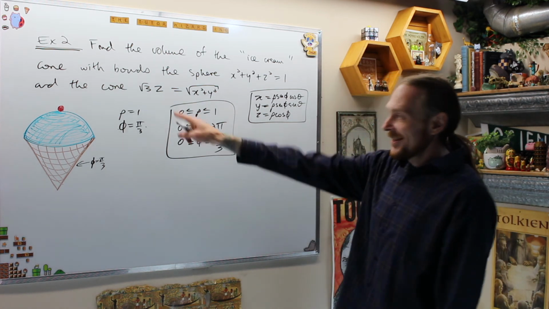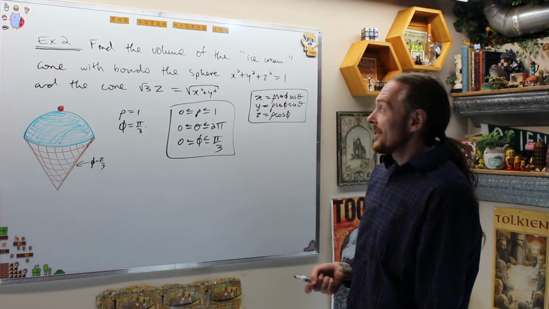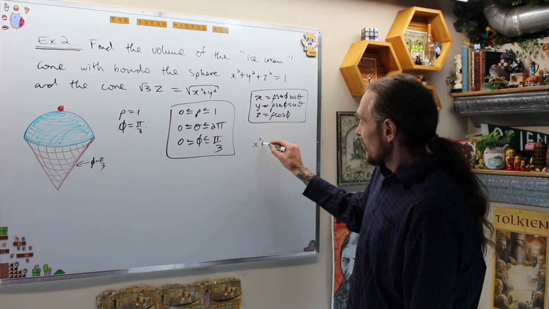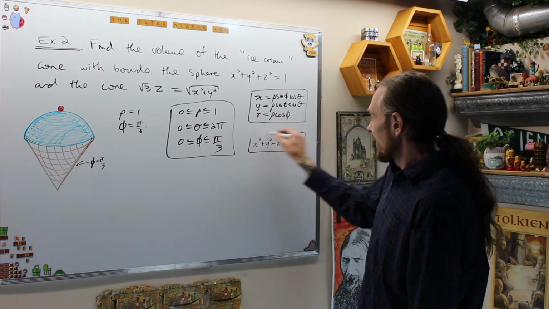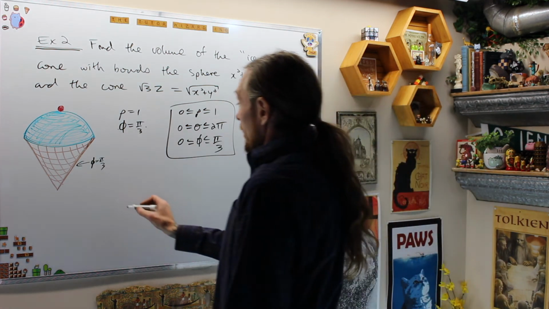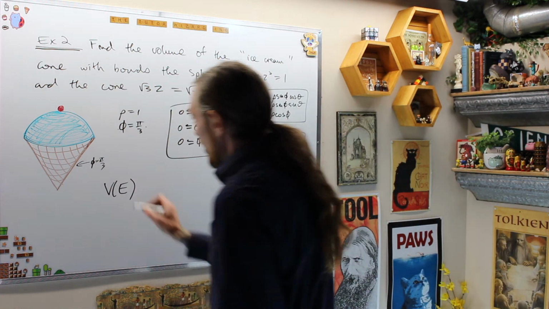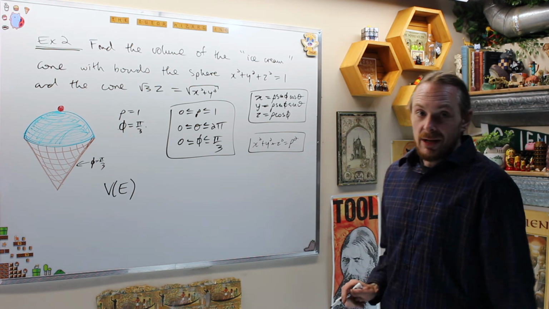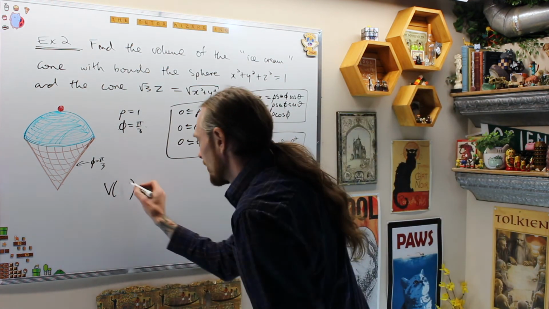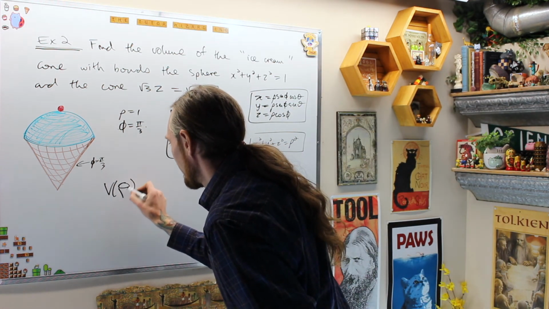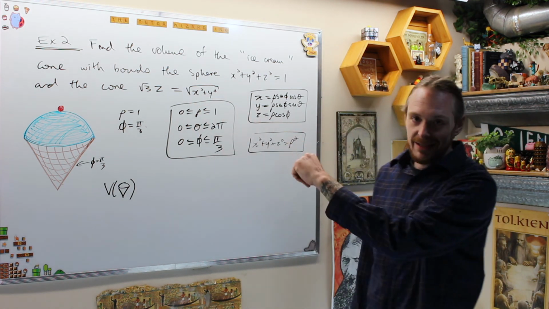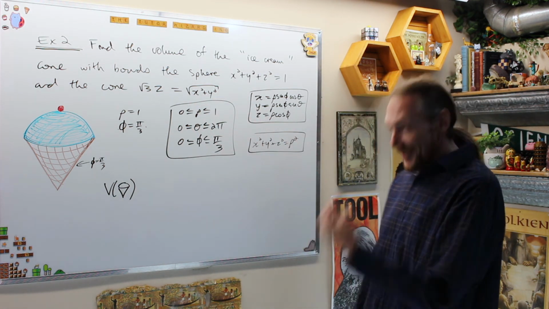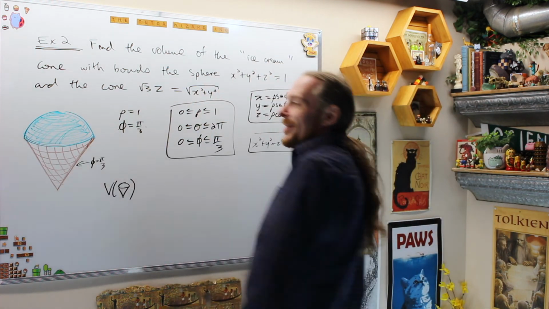And then what is that going to give us? Remember, x squared plus y squared plus z squared equals rho squared all the time. Therefore, the volume of this object E, which is our ice cream cone, is what we want. The cherry is not involved in there. The cherry's volume is 4/3 pi r cubed, where r is the radius of the cherry. You can do that one in a different video. Eat the cherry first, then we're going to eat the ice cream.